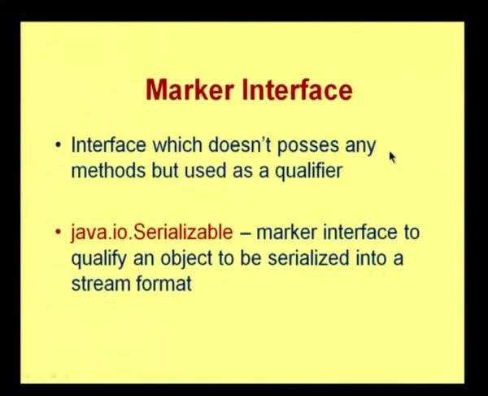Next is about the marker interface. An interface which doesn't possess any methods but is used as a qualifier is said to be a marker interface. java.io.Serializable is a marker interface to qualify an object to be serialized into a stream format. We have seen what an interface is. An interface will have method declarations, and your class should implement the interface. A marker interface doesn't have any method. It is used to qualify, or to intimate something to the JRE.